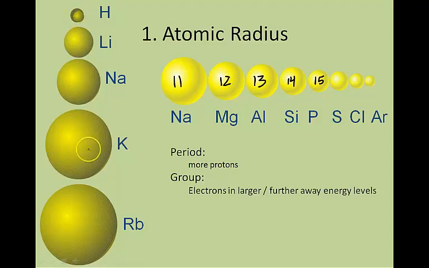As you go down a group, what's happening? Well, they all have the same number of outermost electrons, but their last electron is getting put in a further and further out energy level. And so the further away it is from that tiny little nucleus in the middle, the larger the atom's going to be.